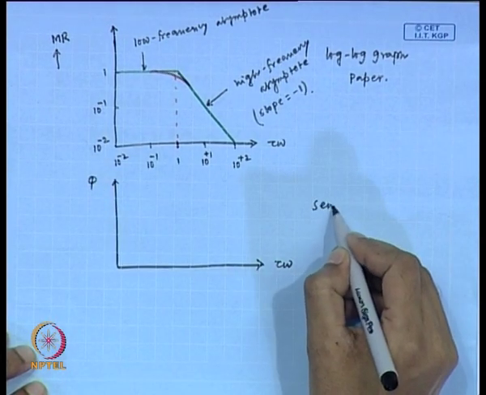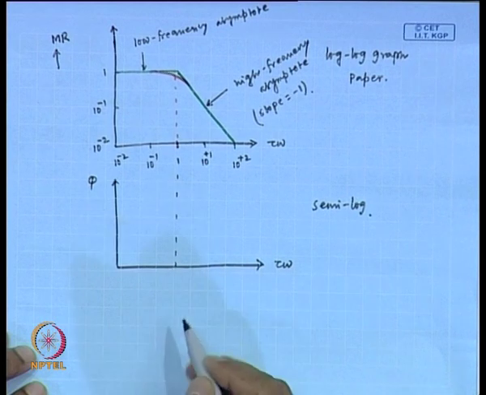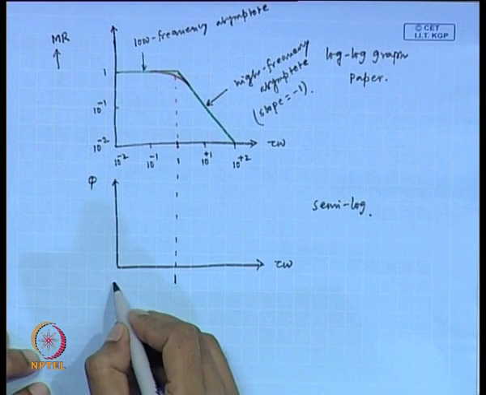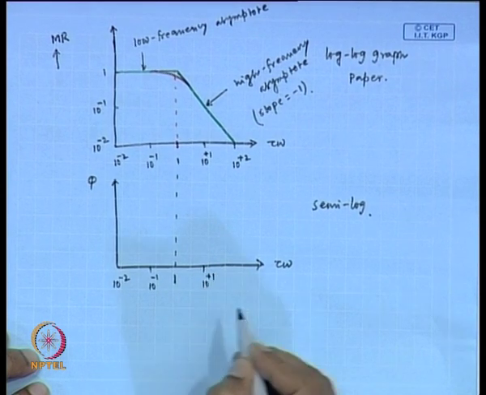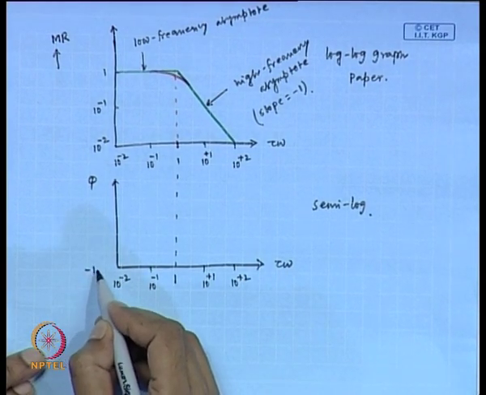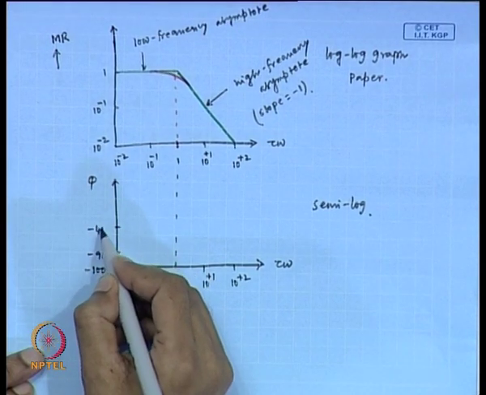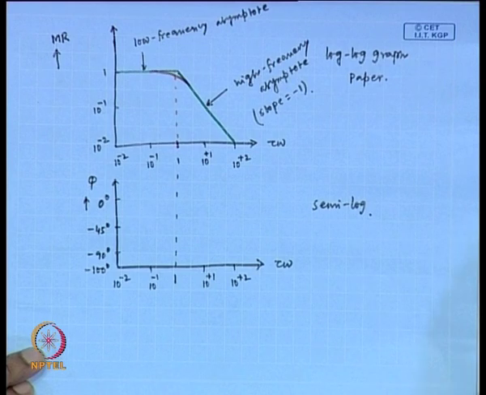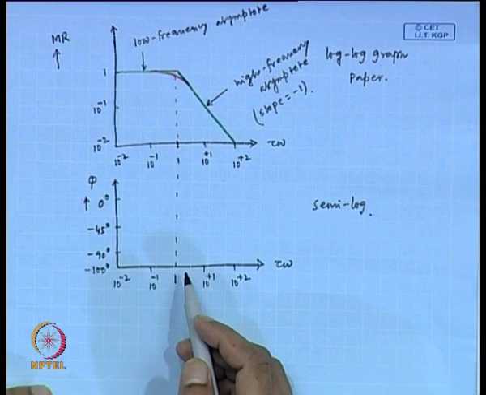This is the semi-log graph paper, and this is 1, which corresponds to the corner frequency. 10 to the power minus 2, 10 to the power minus 1, this is 10 to the power plus 1 and 10 to the power plus 2. This is suppose minus 100 degree, minus 90 degree, this is say minus 45 degree, this is say 0 degree. At low frequencies, phi is 0.